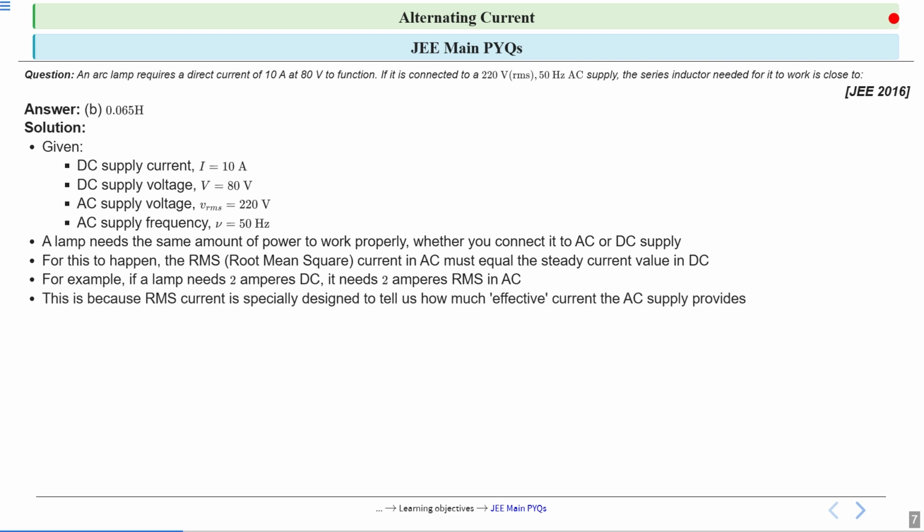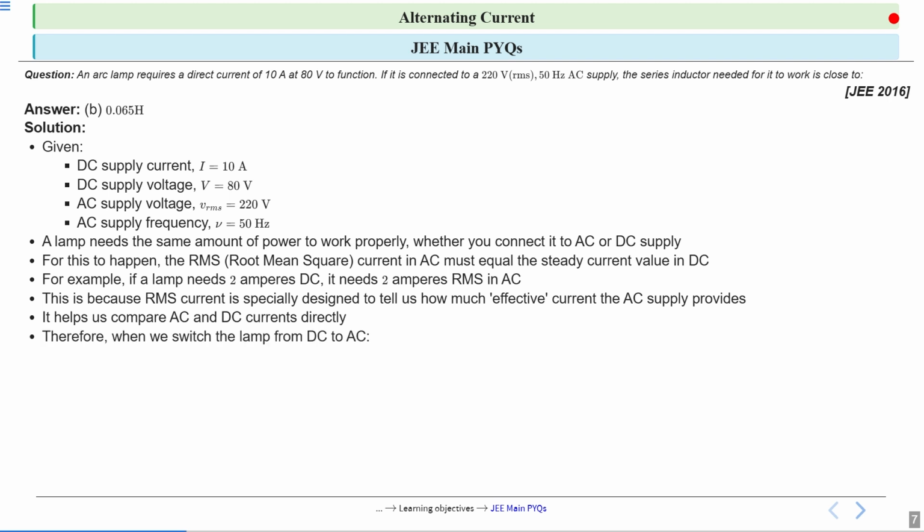This is because RMS current is specially designed to tell us how effective a current the AC supply provides. On this principle of power dissipation, the special ammeters and voltmeters that measure AC currents work, on the hot wire principle, that is, on the principle of energy dissipation or power dissipation. So it helps us compare AC and DC current directly.